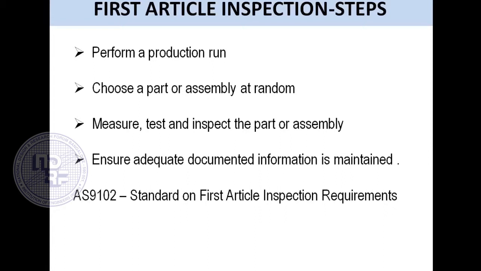And there is a standard in the aerospace industry which is used for this particular first article inspection, and that is called AS 9102. So this standard clearly tells how first article inspection needs to be done, what steps are to be followed, and at the end of the first article inspection, what records are to be maintained and how these documents need to be stored.